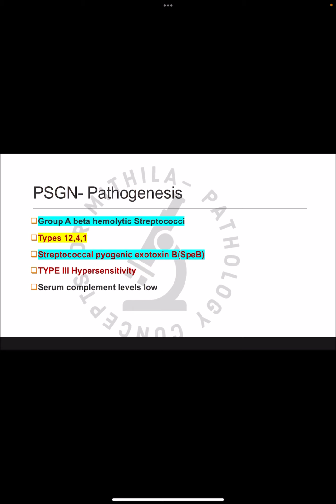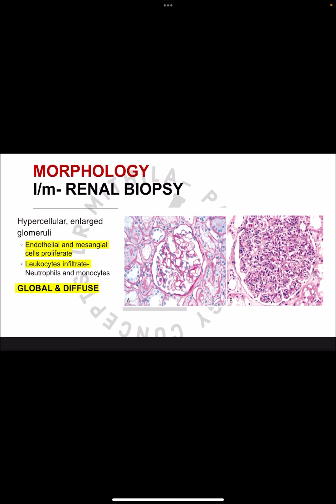So streptococcus group A beta hemolytic streptococcus is the nephrogenic strain for causing the glomerulonephritis, and you have to remember these types 12, 4, and 1 for the MCQs. And the specific antigen which is inciting this immune complex formation is streptococcal pyogenic exotoxin B. Then it causes the type 3 hypersensitivity reaction. Again, you have to remember this for the MCQs.